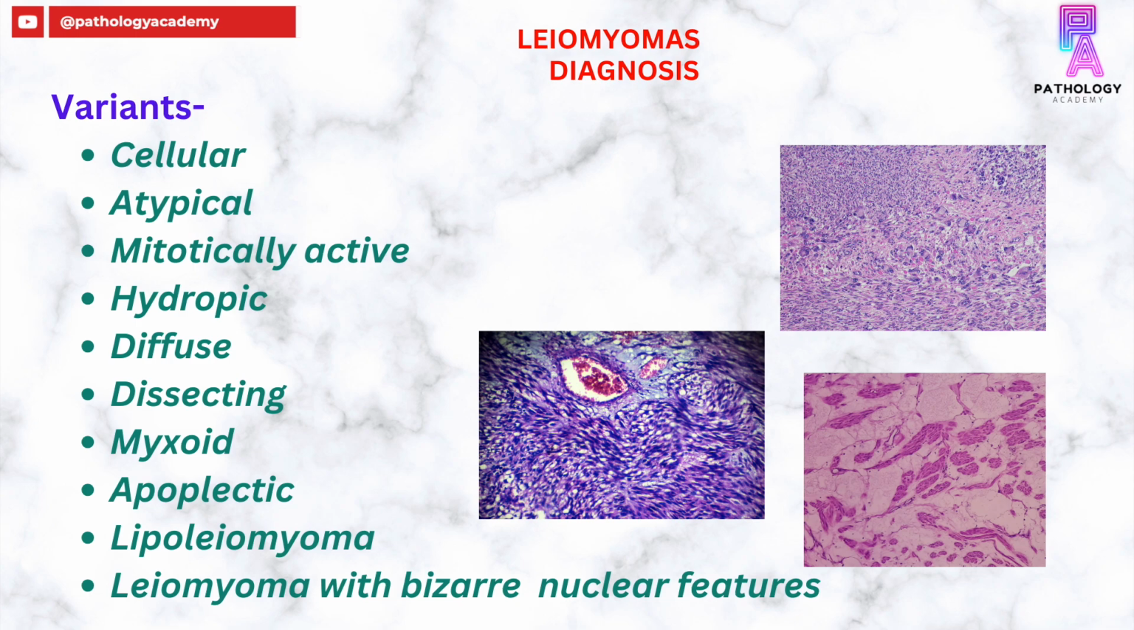Lipoleiomyomas are leiomyomas in which there is adipose tissue or adipose cells in between the smooth muscle cell bundles. Leiomyomas with bizarre nuclear features are leiomyomas in which certain cells have bizarre nuclear features in the form of nuclear pleomorphism and multinucleation.